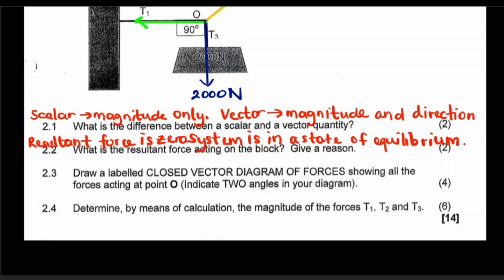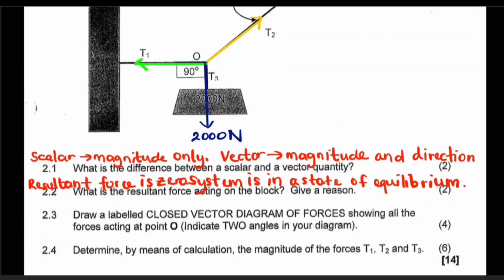2.3 says, draw a labeled closed vector diagram of forces showing all the forces acting at point O. Indicate two angles in your diagram. Now remember that closed vector diagrams are drawn using the head to tail method. So it's up to you which force you want to start off with. Let's just work in order. I'll start off with T1.